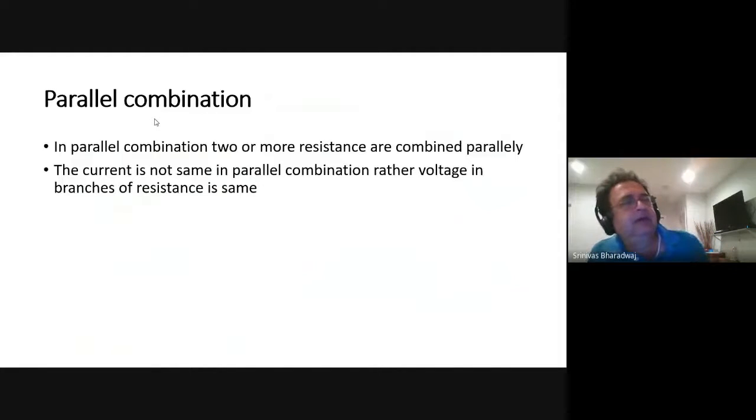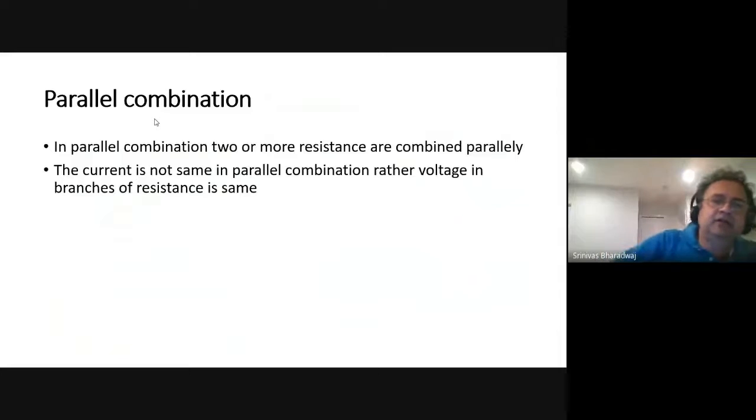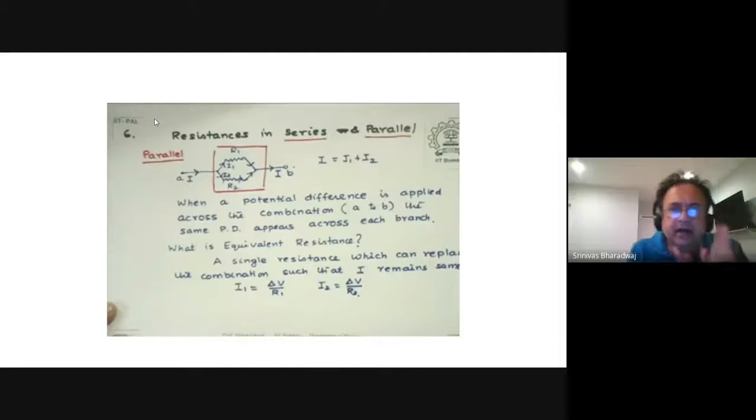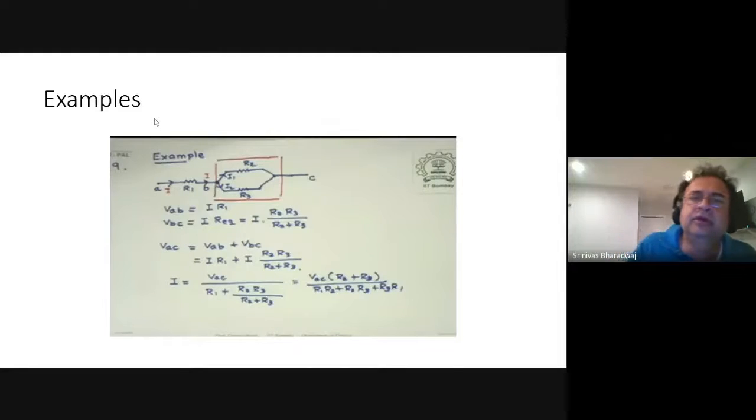Okay, so remember, that's how you end up with 1 by REQ equals 1 by R1 plus 1 by R2, and so on. And therefore, the current branches out. The current coming in, I, is equal to I1 plus I2. When a potential difference is applied across the combination, the same PD appears across each branch. Okay, so what is the equivalent resistance? 1 by R1 plus 1 by R2 equals 1 by REQ, right?